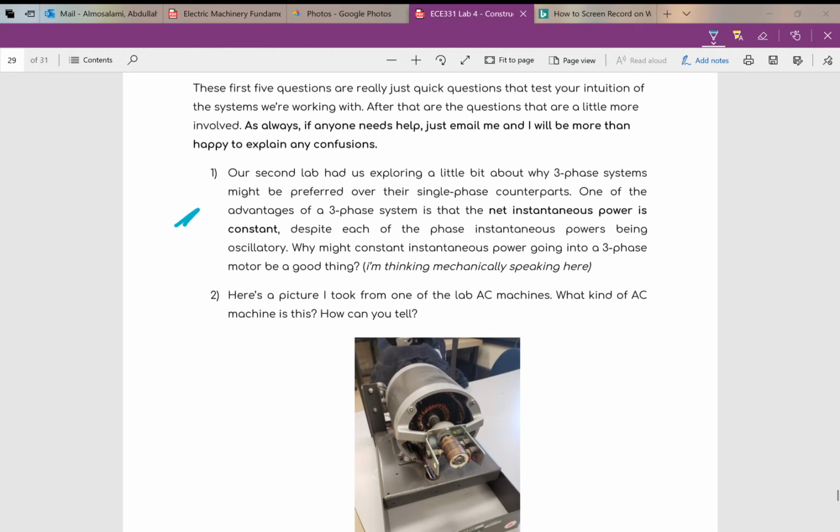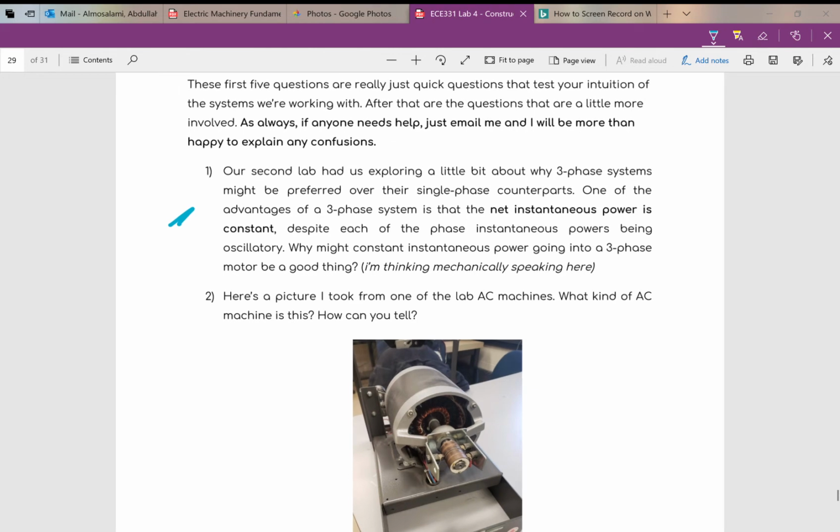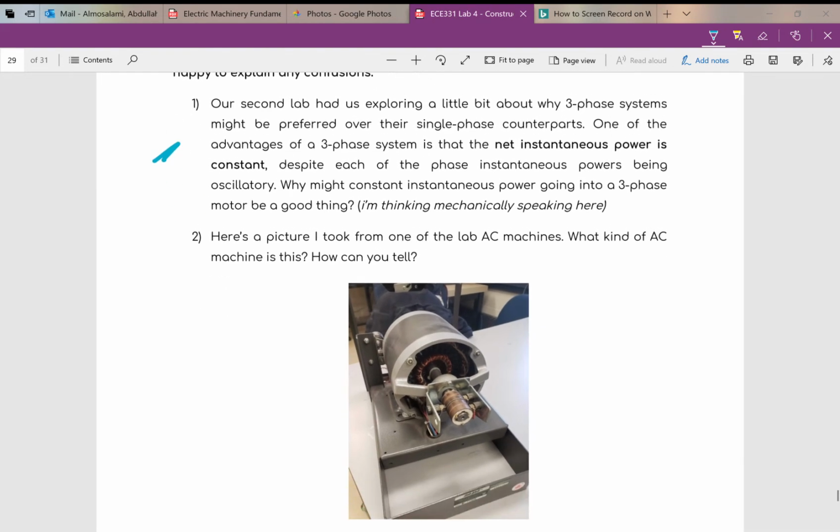All right, and I was saying, I'm thinking mechanically speaking here. Well, if you just think about it, that electrical power going in is going to be what is converted to mechanical power. So if your electrical power going in is constant, that means the mechanical power going out is also going to be constant. And we know that power out in the motor's case is torque load times its speed. Okay. So if this is constant and your load is not changing, then it's going to be constant speed. It's going to have constant speed.